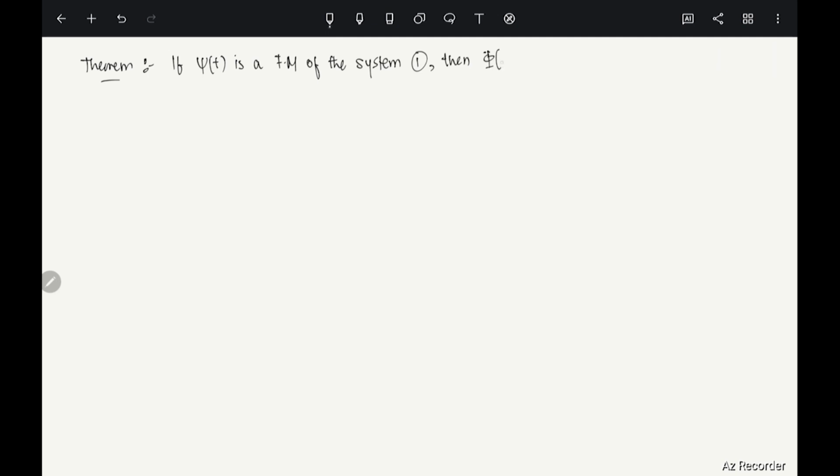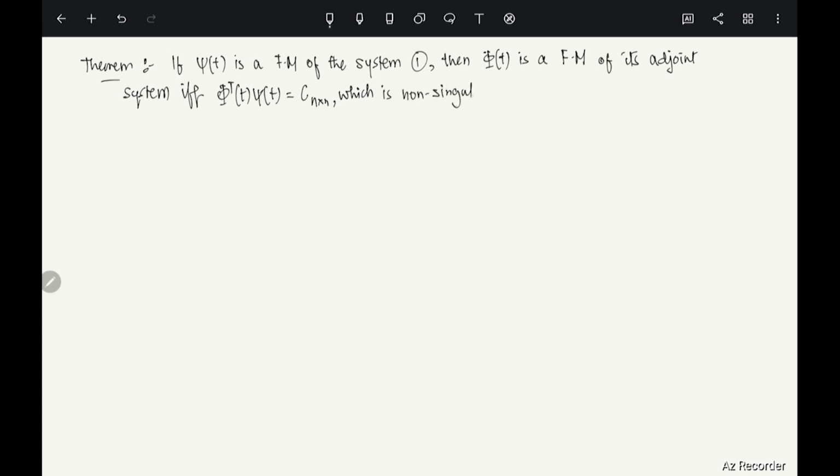Let's try to put it this way: phi of t is a fundamental matrix of its adjoint system if and only if phi transpose of t psi of t is a constant n cross n matrix which is non-singular.